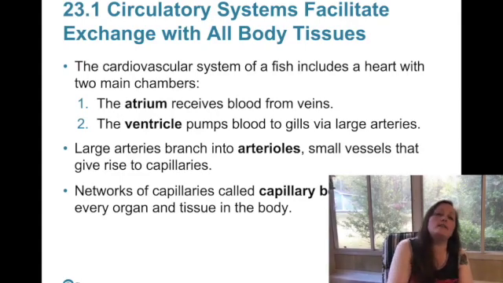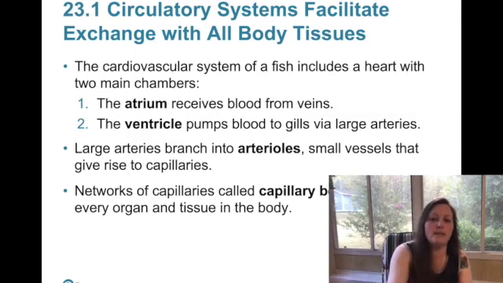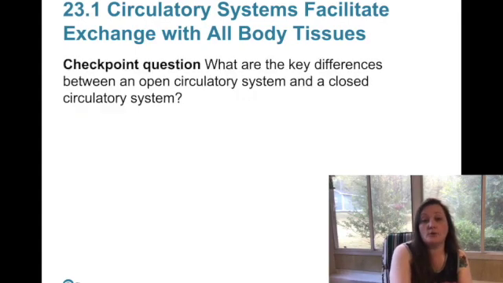So the cardiovascular system of a fish includes a heart with two main chambers. So the fish has two chambers. We have the atrium and the ventricle. Yeah, that's good. Told you this one's going to be shorter.